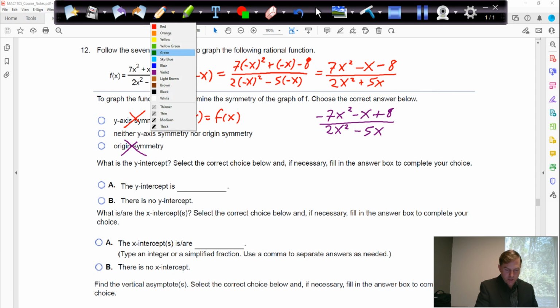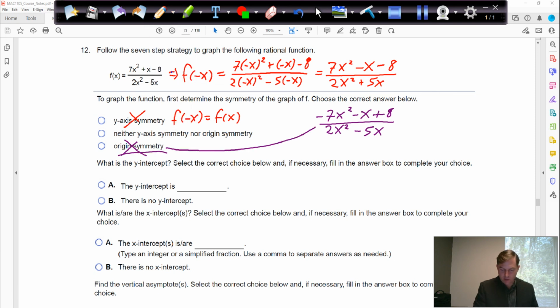So origin symmetry was the third choice. So testing this one, we make everything on the top flip sign. Compare it to our red, which is where we plugged in minus x. If they're the same, you'd have origin symmetry. We, again, had neither. It's pretty rare for these problems to actually have symmetry because there's so much going on. Could be possible, but not in these two.